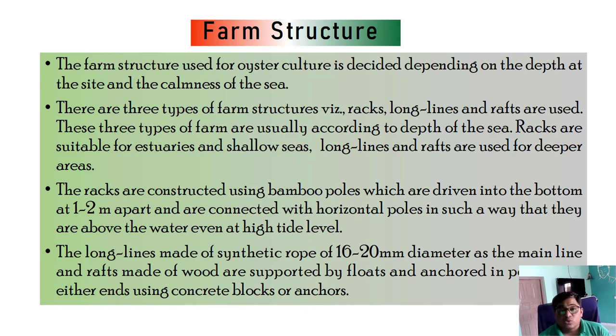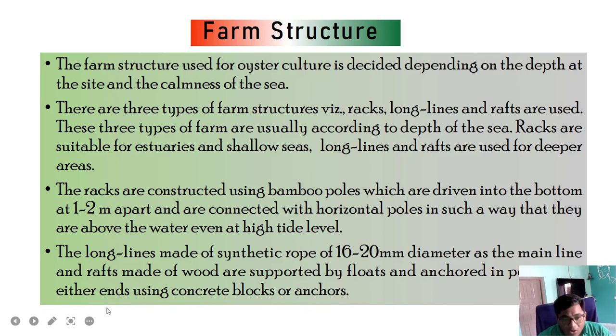So the racks are suitable for estuaries and shallow seas. Where there are shallow seas and estuaries, you can use the rack farm, whereas long lines and rafts are used for deeper areas, meaning the deep sea. We can use these 2 farms in the deep sea also. The racks are constructed using bamboo poles, which are easily available to the people. The bamboo poles are driven into the bottom at 1 to 2 meters apart and are connected with horizontal poles in such a way that they remain above the water level even if there is a high tide.